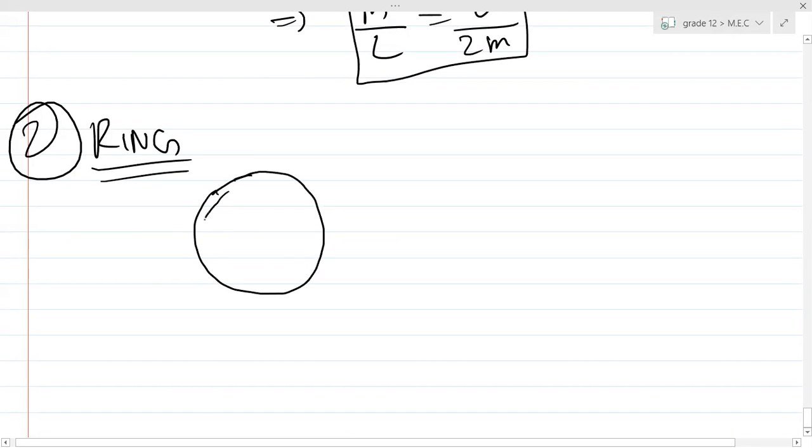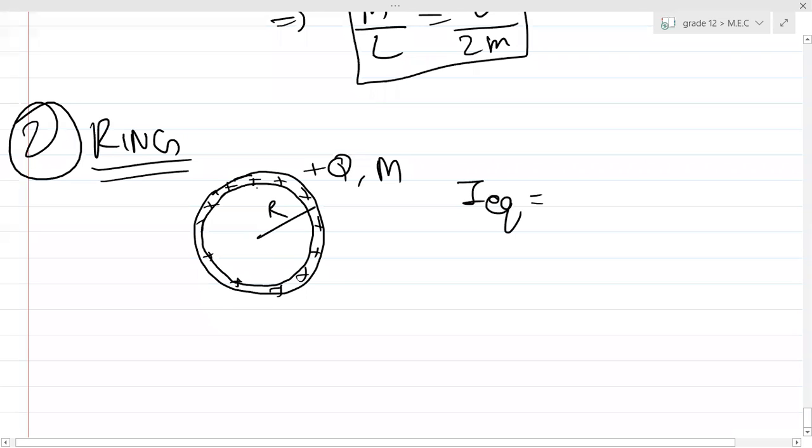Suppose there is this ring which is having a certain charge Q. The mass of the ring is m. The radius of the ring is r. And I want the Q by m ratio again. But first of all, what we'll do? I equivalent. Can you see?